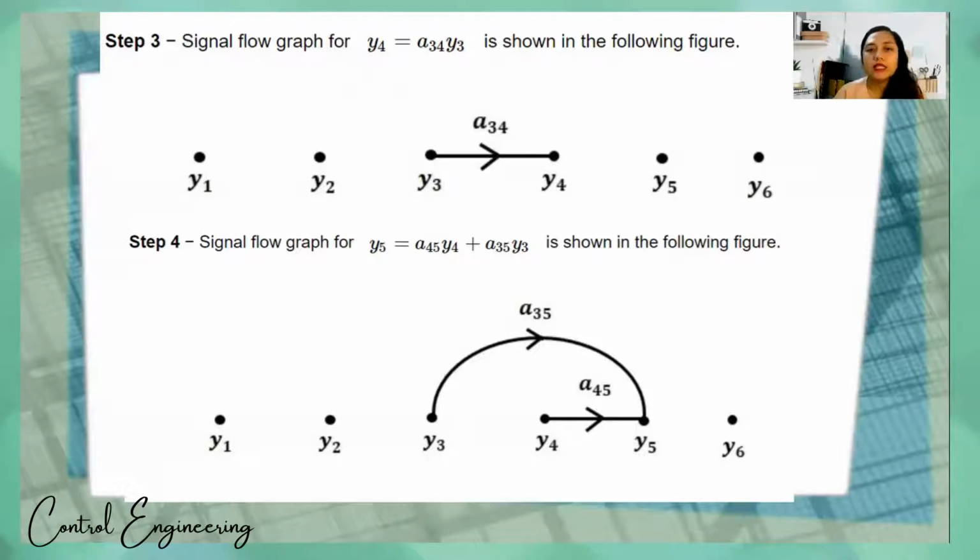Step 4, the signal flow graph for Y sub 5. It's the addition: A sub 45 Y sub 4 plus A sub 35 Y sub 3. So this is our node Y sub 5, with A sub 45 from Y4, plus A sub 35 from Y3.